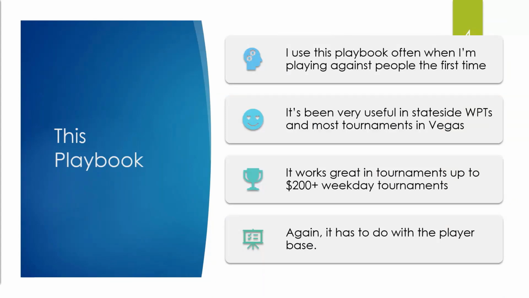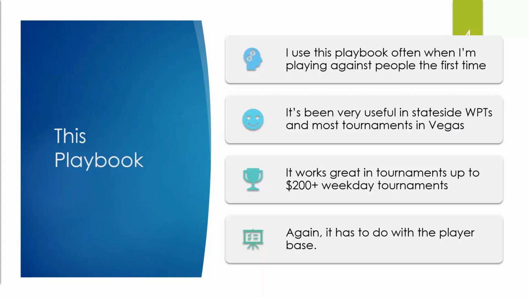It's been very useful in stateside WPTs up to 3.5Ks, and most tournaments in Vegas, the higher stakes Venetians, that's when people start attacking your c-bets a little bit more, and obviously WSOP 2Ks and higher. It works great in tournaments up to $200 weekday tournaments online. So online, if you're playing Sunday majors, you're fine. If you're playing up to 109s during the weekdays, you're fine. But those $162, $200 daily tournaments, that's where people start attacking you online. So I wouldn't use this stuff as much there.